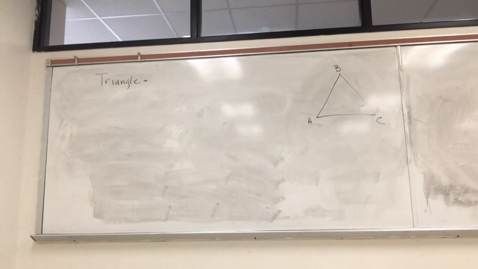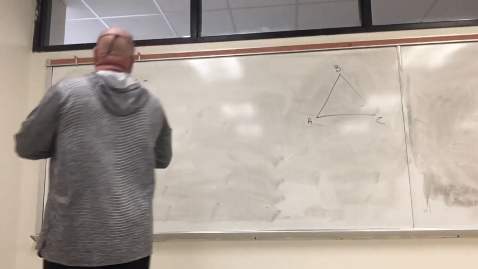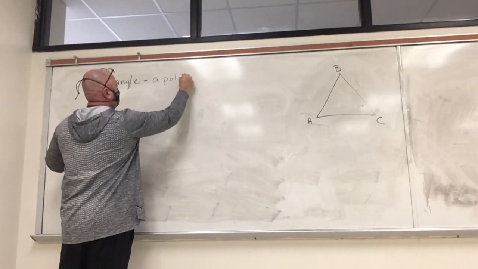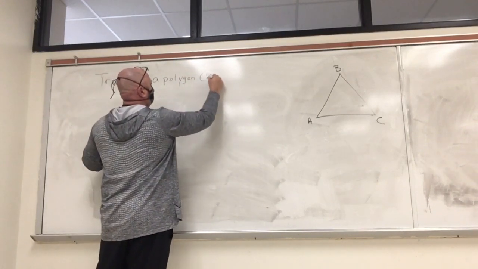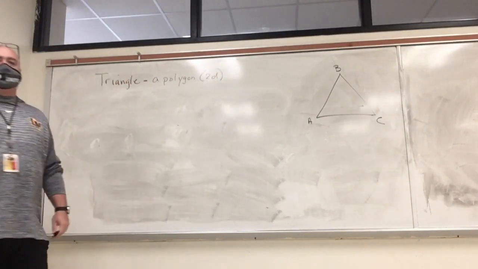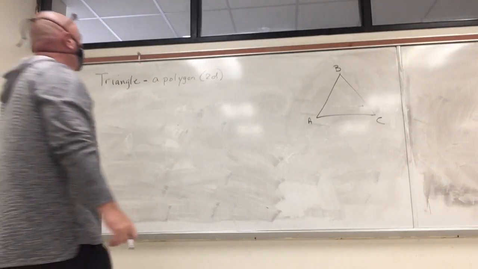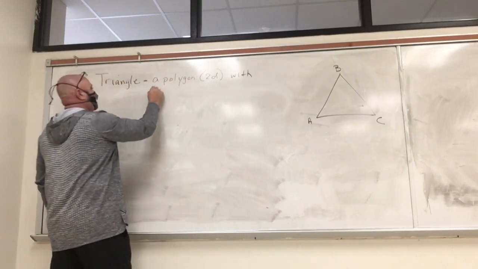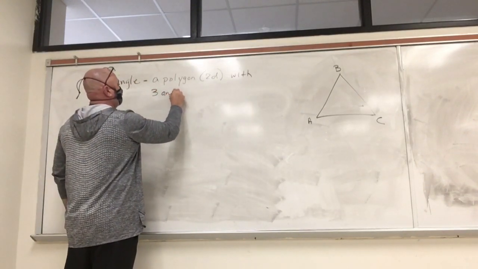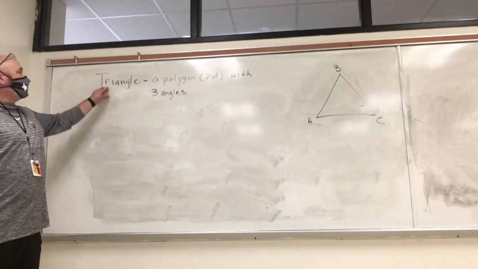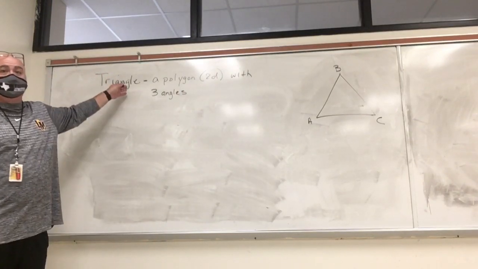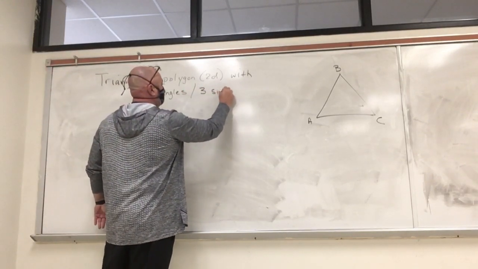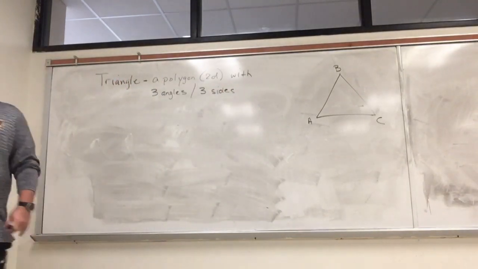Okay, so here's what I want you to write down for the definition of a triangle. It is a polygon, and I'm going to put in parentheses 2D, means two-dimensional. It's got a length and a width, has no height. It is a polygon with 3 angles, and most people talk about the sides, but the definition of triangle means 3 angles, okay? And it also has 3 sides, okay?